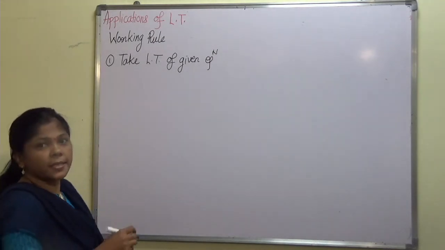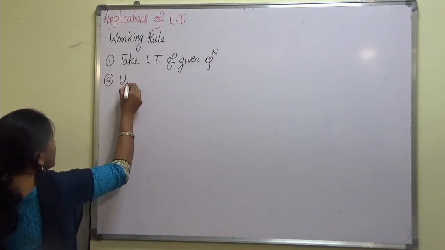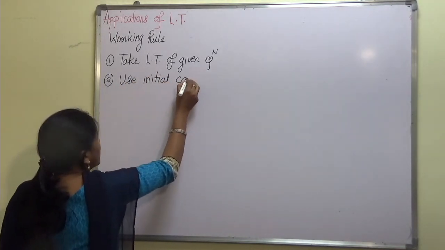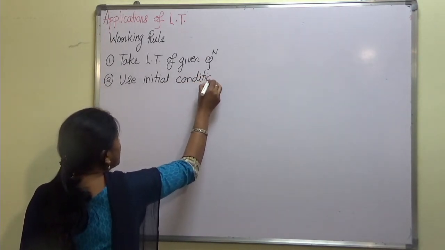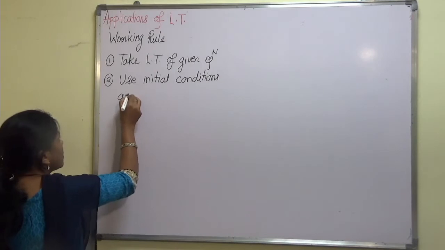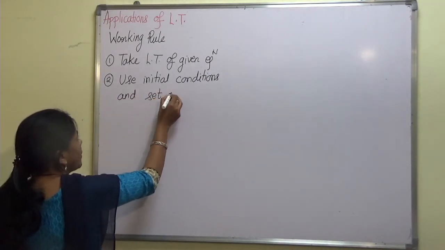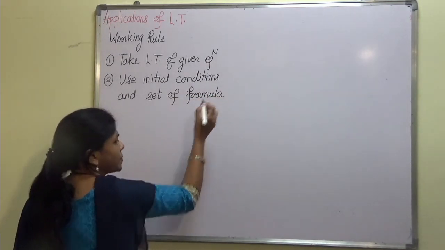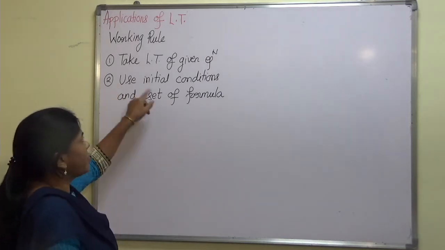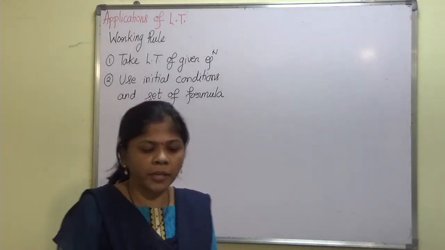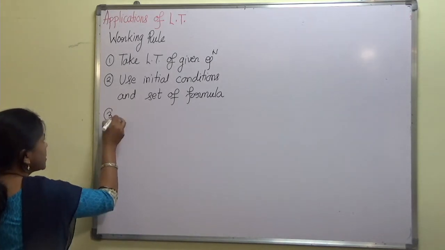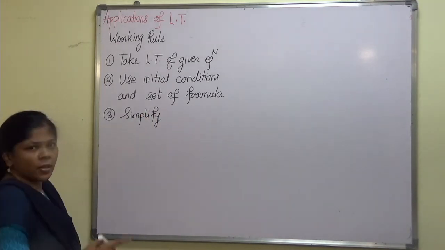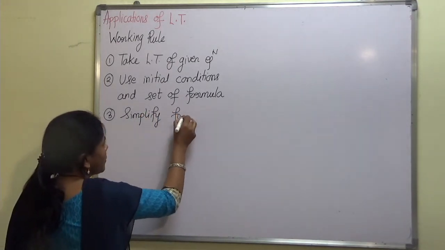After this, the second step is to use the initial conditions which are given in the example and the set of formulae available with us. When we apply the initial conditions and the set of formulae, it will get simplified. The simplified form should give us the function of s. So simplify for the function of s.